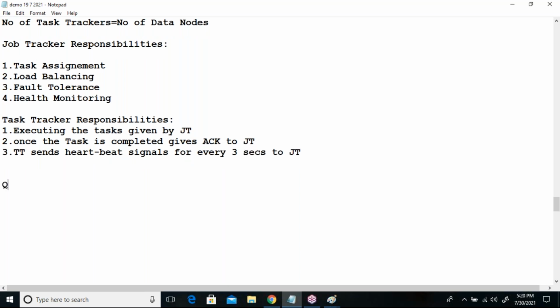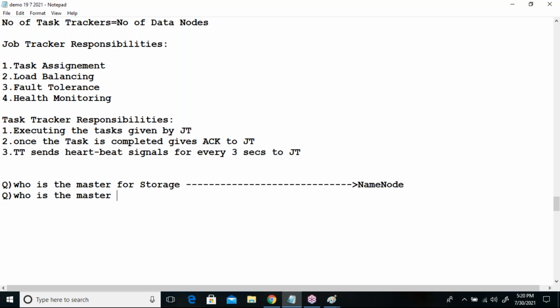Now I've got some queries here. Who is the master for storage? Name node, right? Next, who is the master for processing? Data node? Why would it process? Who is going to take the responsibility of processing? Job tracker.